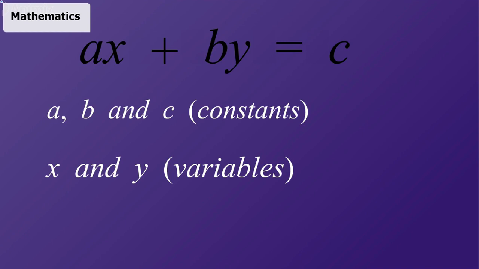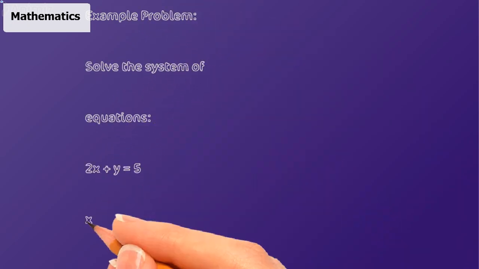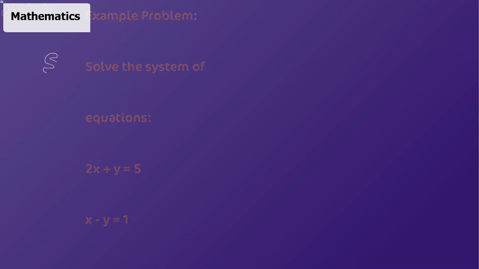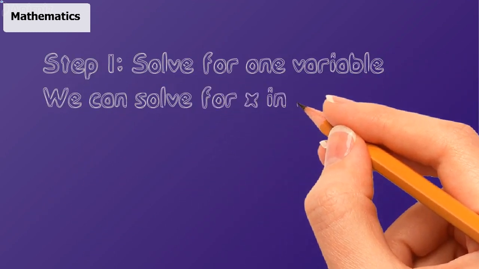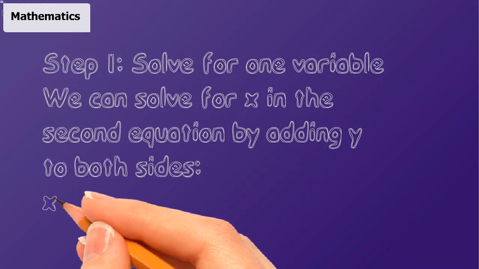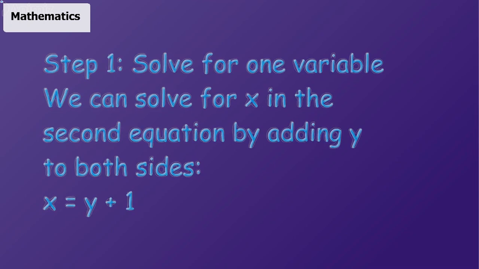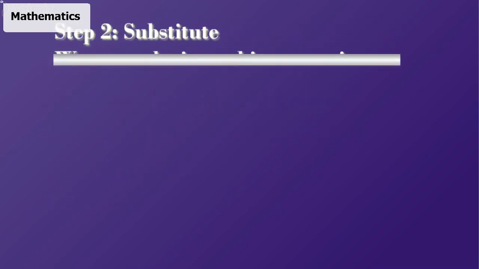Let's work through an example problem to illustrate how to solve a linear equation in two variables using the substitution method. Step 1. Solve for one variable. We can solve for x in the second equation by adding y to both sides. x equals y plus 1. Step 2. Substitute. We can substitute this expression for x into the first equation.